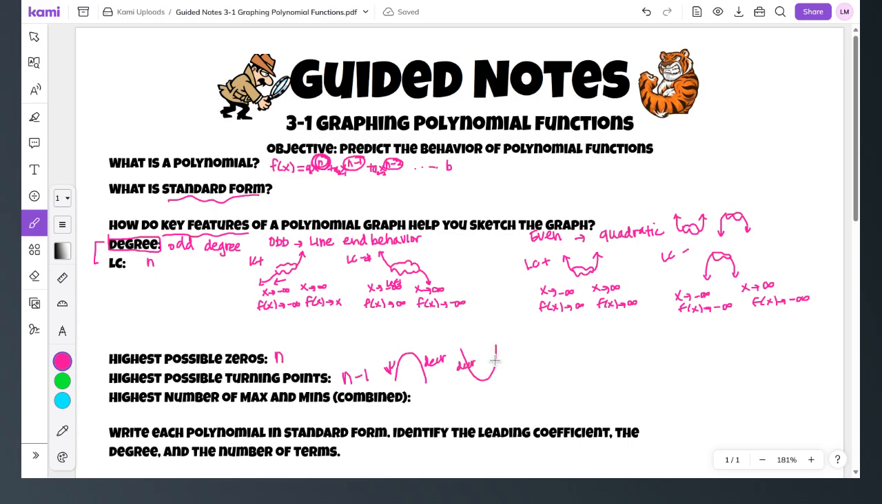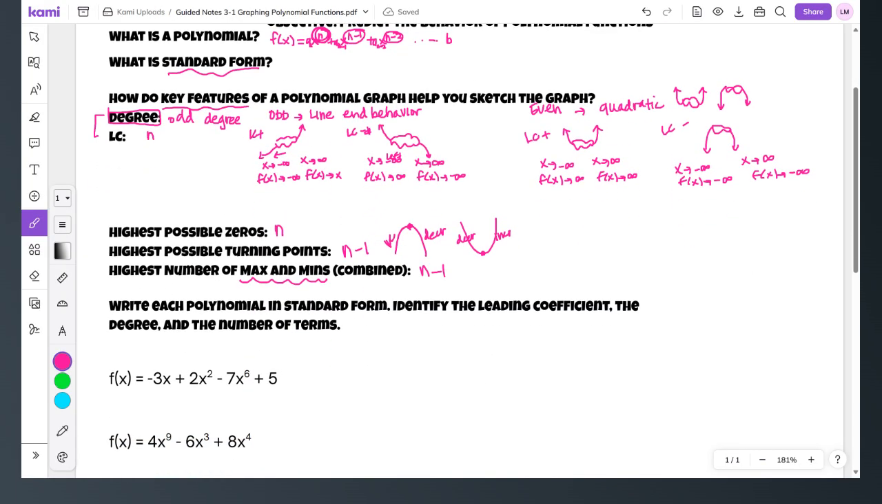So turning points are where my graph changes direction. Those turning points are also called maxes and mins. The highest number of those is related to the number of terms. The highest possible number of maxes and mins combined, and the highest possible turning points, would be n minus 1. Every time we have a turning point, we have a max or a min.